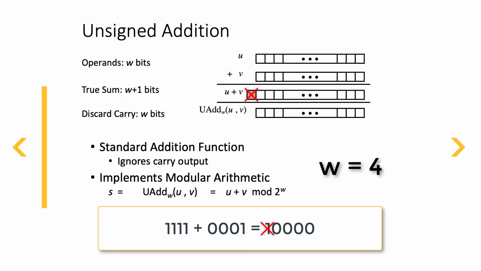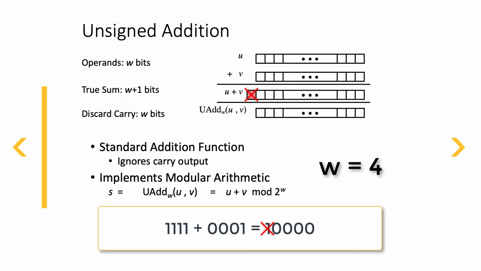If we take a look at the math, it gives us the result of u plus v mod 2 to the w. So if w in our example is 4, then 2 to the w is 16. So it's going to give us u plus v, which is 16, mod 16, which of course is 0. That's the mathematical basis for how this works. But basically in the code, in the bits, just dropping off the carry bit performs this operation.